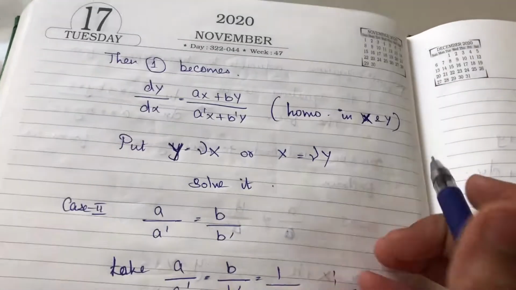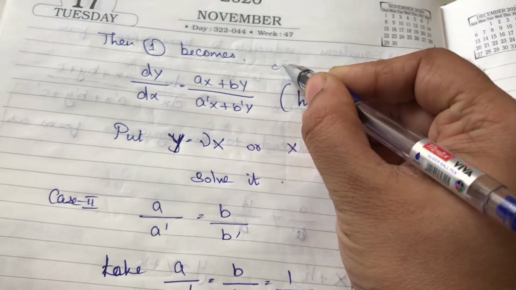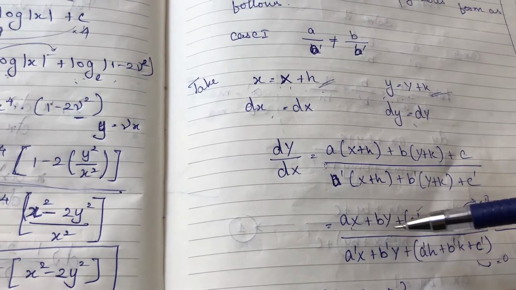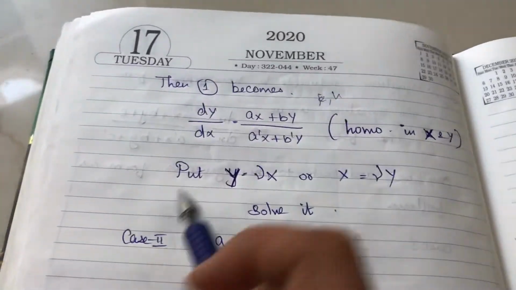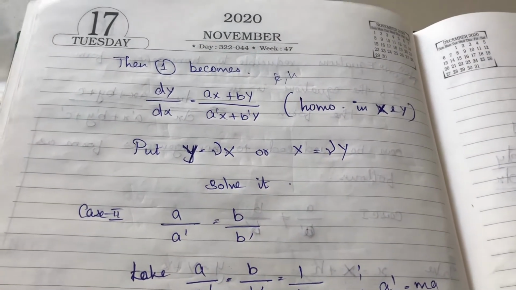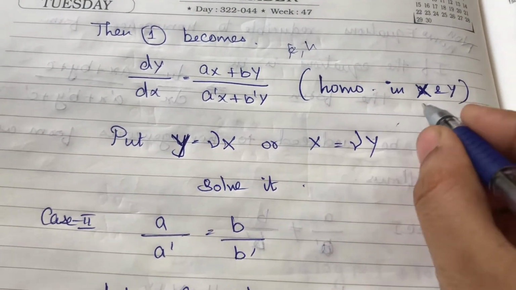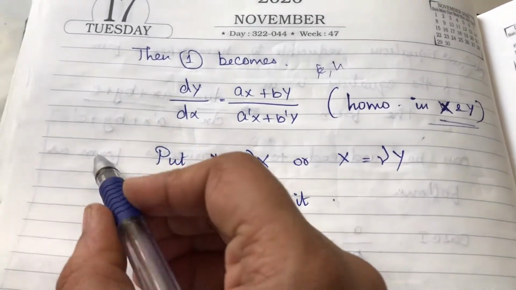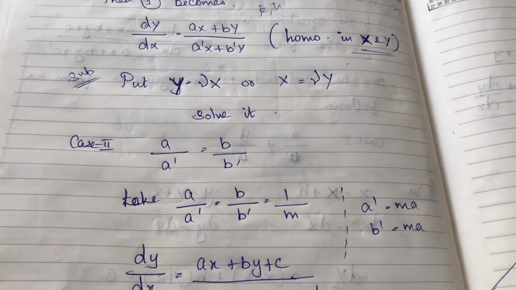After substituting the h and k values in this equation, you will get (a capital X plus b capital Y) by (a dash capital X plus b dash capital Y). So that came here. After that, you can see X and Y are now homogeneous. So after that you have to use the substitution method. Substitute it and then solve it.